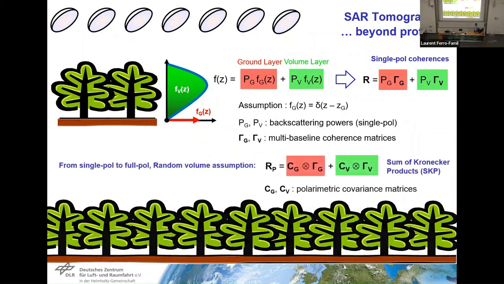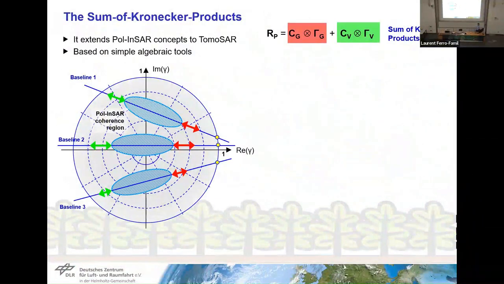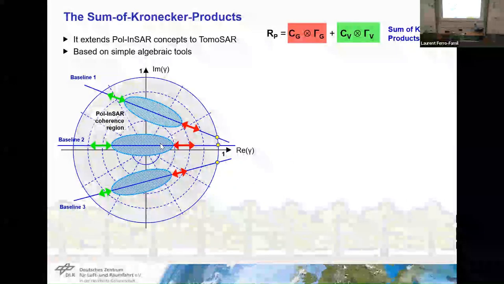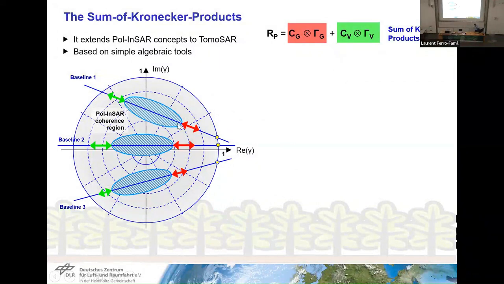But what is important is that at the end of this, you can combine all the different acquisitions and get your multi-baseline polarimetric coherence matrix, with all the Pol-InSAR coherences at all the baselines. This means that for every baseline, in principle, you can get a coherence region. And for this coherence region, you can separate, for instance, the two points which have the maximum phase difference again, but you make it in a tomographic sense. So now you have tomographic covariance matrices from which you can get your profile.